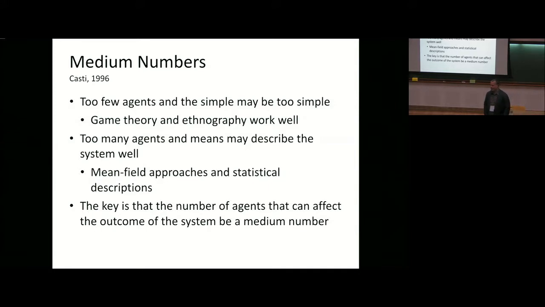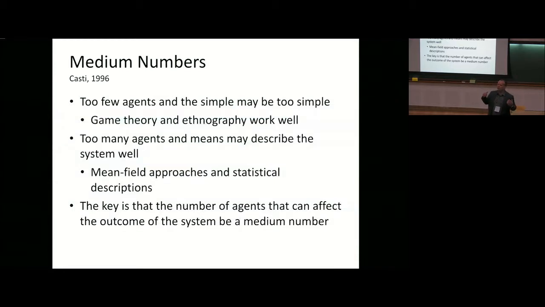And in this paper, he talked about medium numbers as something that agent-based modeling is useful to understand, and he says it the same way I do. It's not that there's 100 agents, and that makes it a medium number, right? It's that a small group of agents within the system can dramatically alter the outcome of the system. And that can only really happen in these medium number spaces, right?